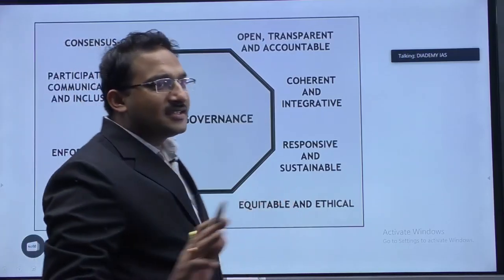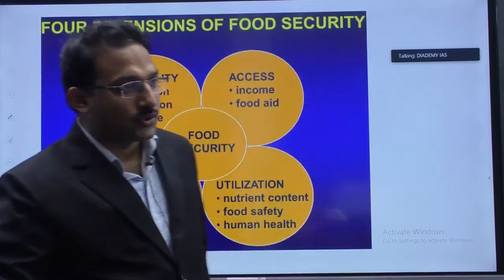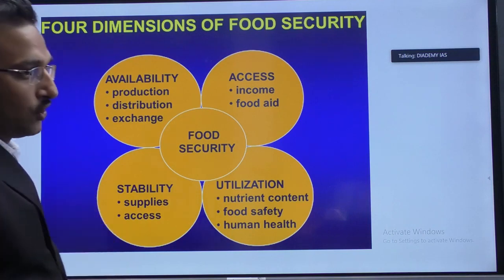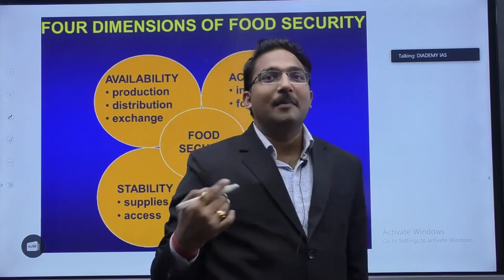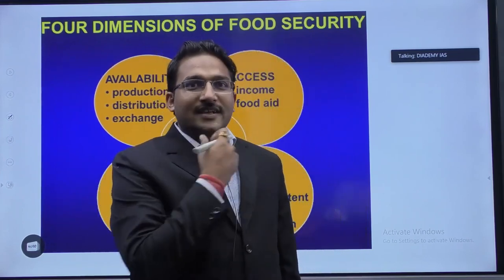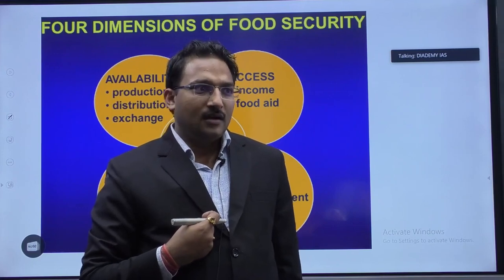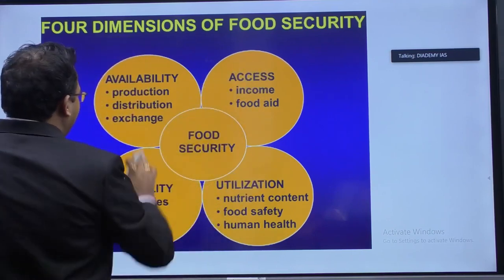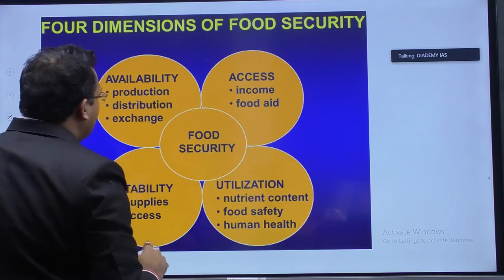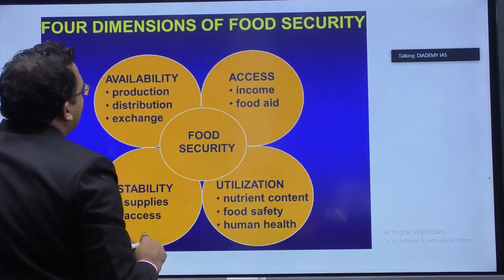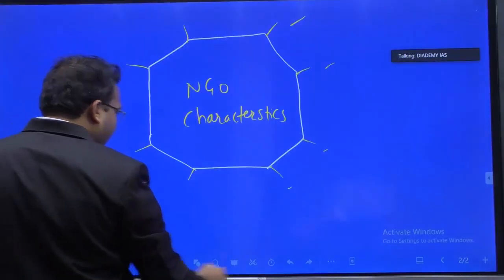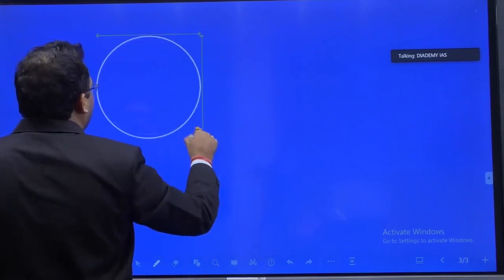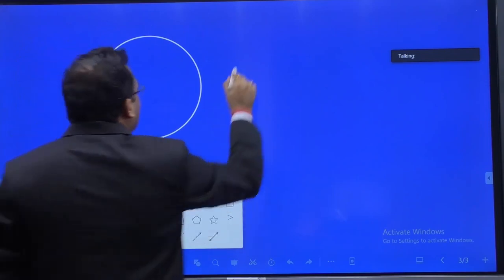Coming back, good governance is the best model you can use. Now, if you have something like four dimensions of food security, or even four dimensions of gender empowerment, you can use this kind of diagram. So availability, accessibility, stability, utilization, and you can write small points over here. So this is how you can write about it. Can you give some example where we can use it in some topic? Please name some topic apart from food security. Please type in the chat box.